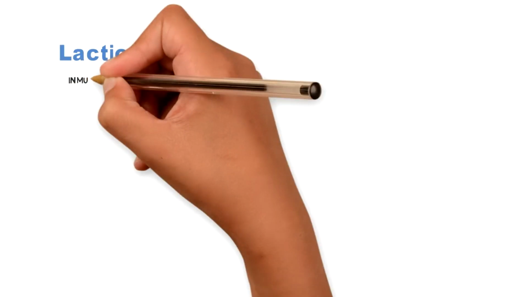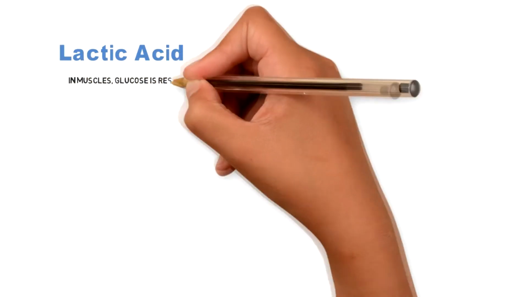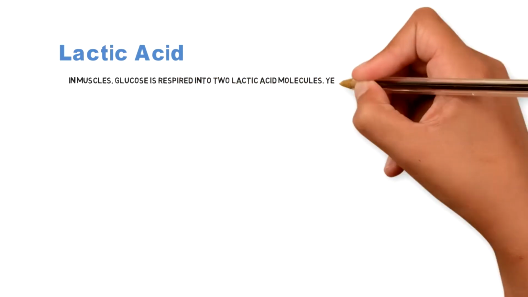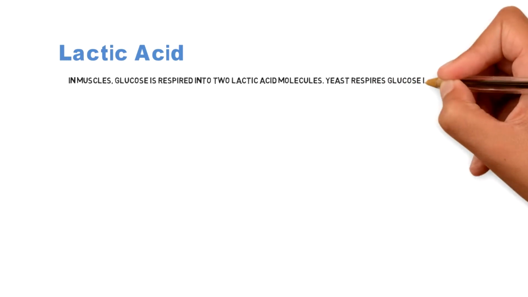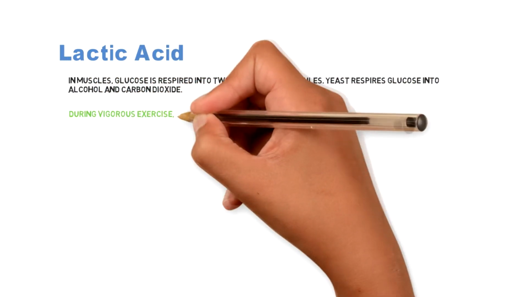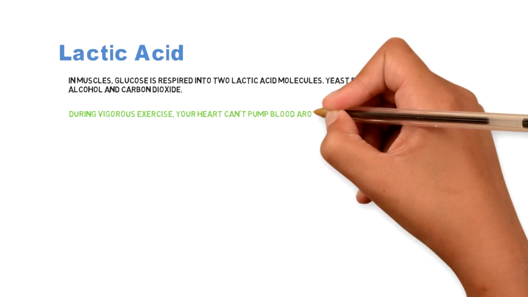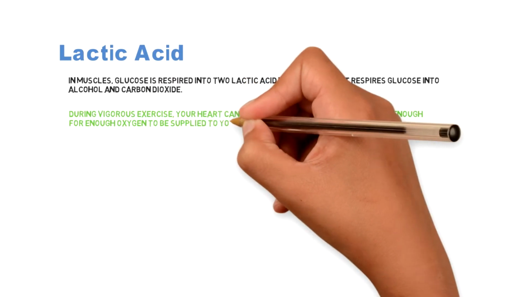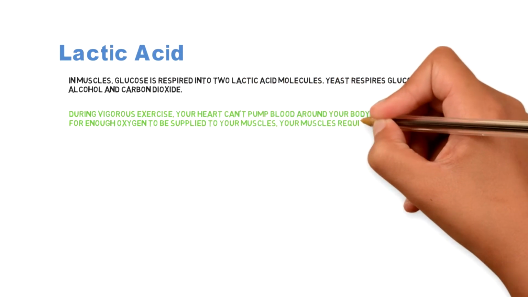Lactic acid. In muscles, glucose is respired into two lactic acid molecules. Yeast respires glucose into alcohol and carbon dioxide. During vigorous exercise, your heart can't pump blood around your body fast enough for oxygen to be supplied to your muscles. Your muscles require too much energy.